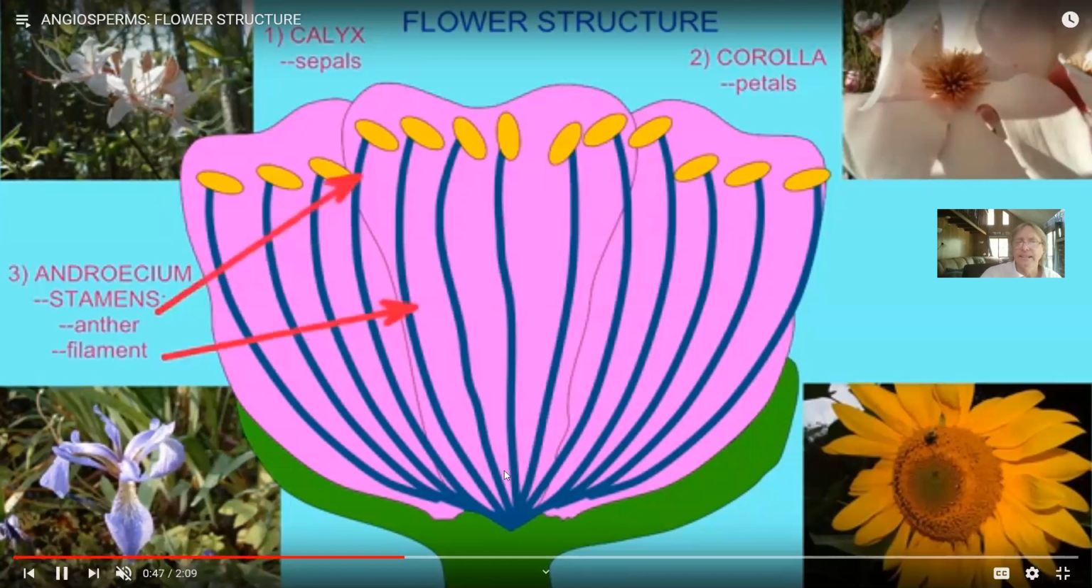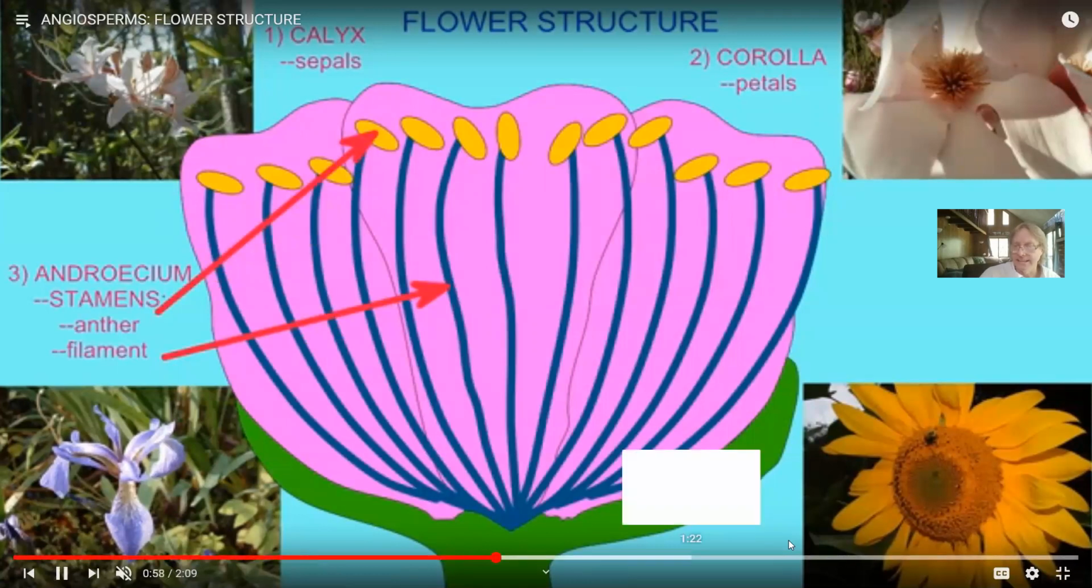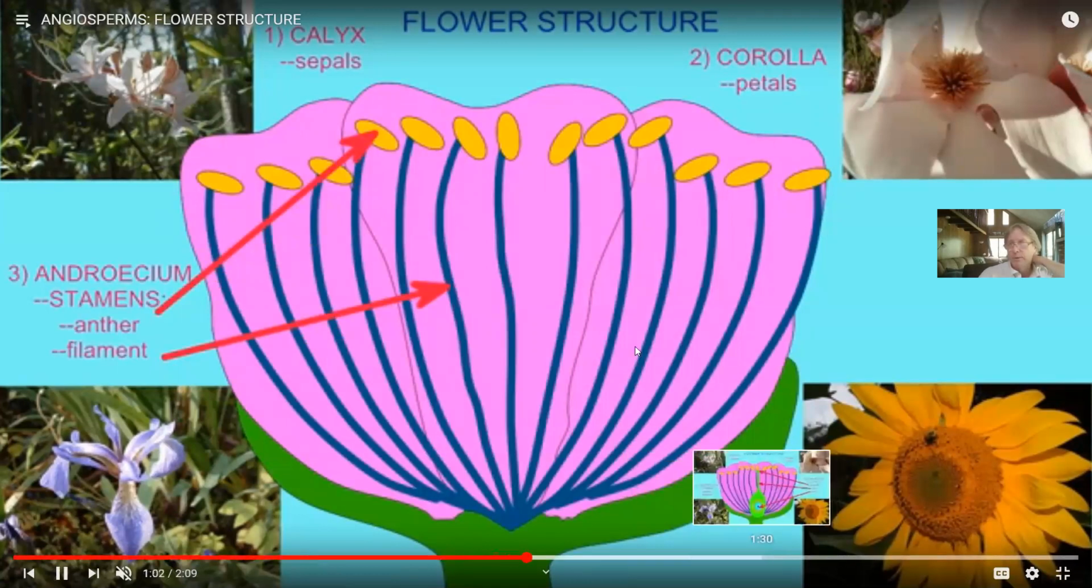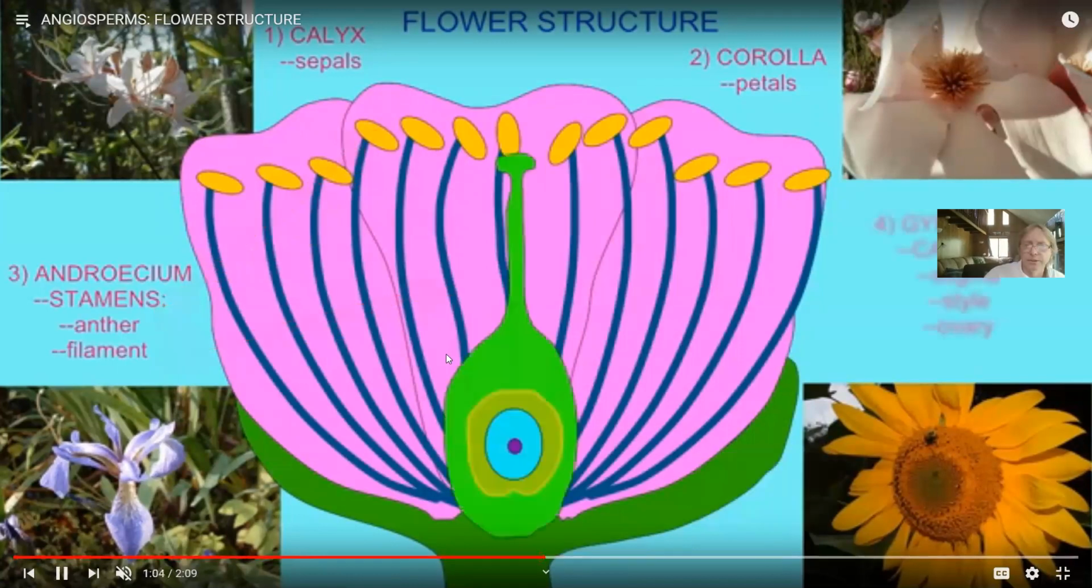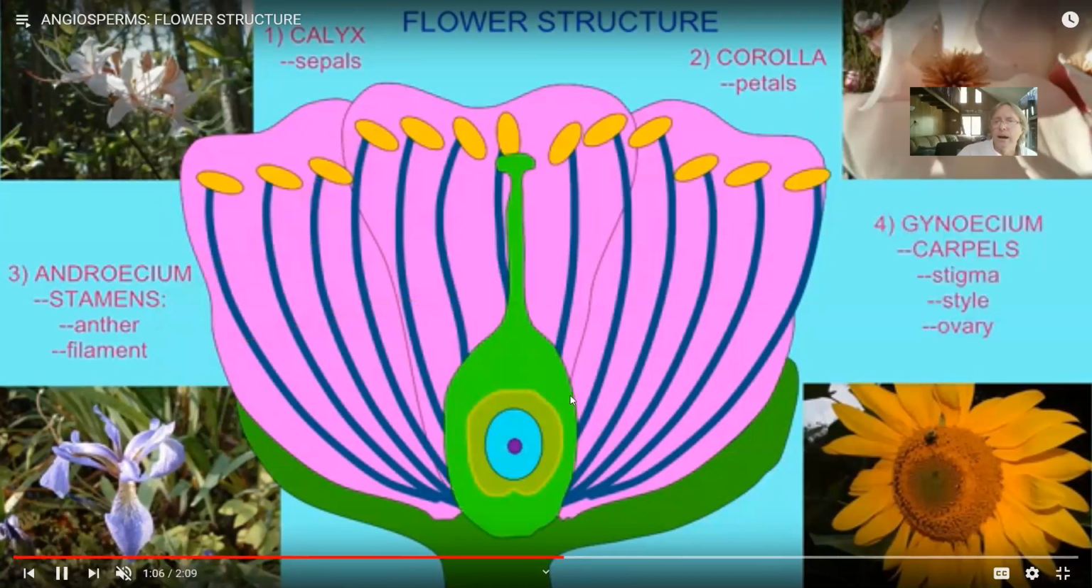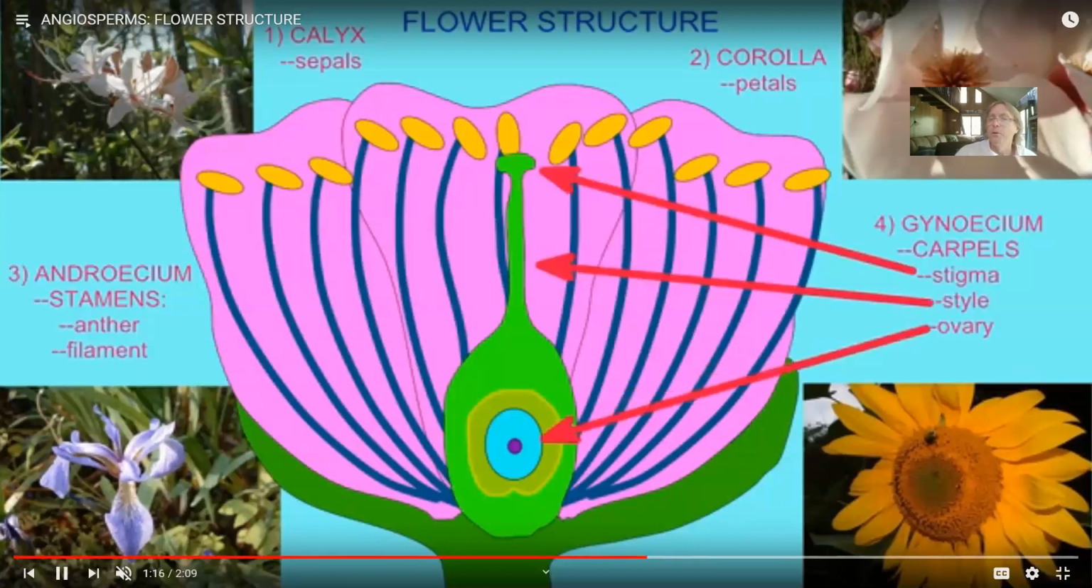And then the center structure is the gynoecium, which has the female structures. This would include the stigma, where the pollen grains land, the stalk of the structure known as the style, and then the ovary with the egg. Now, this entire structure is called a carpel, and a gynoecium may involve multiple carpels, but here we see one. Okay, so the reproductive structures in the flowering plants occur in whorls typically.